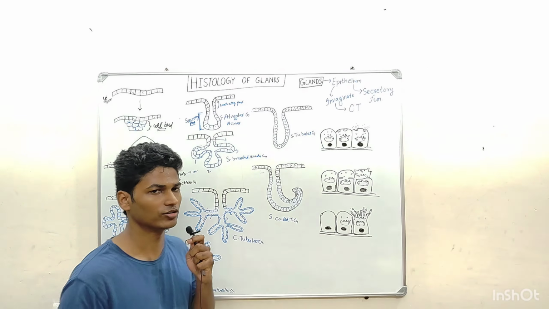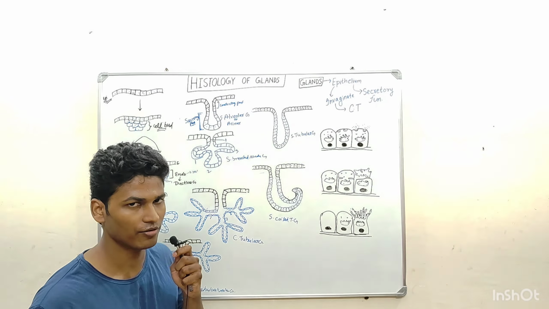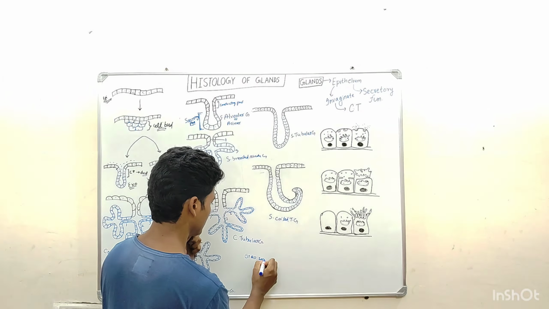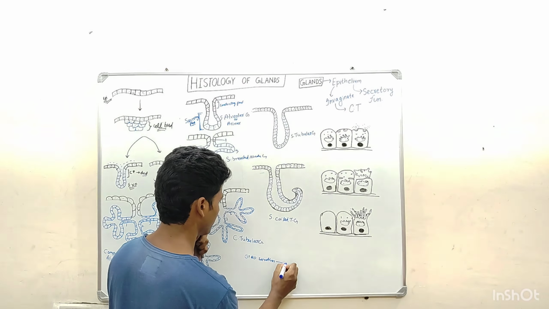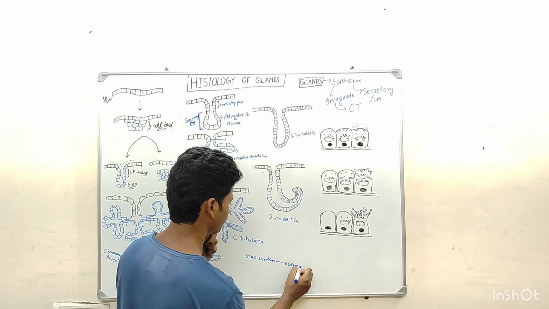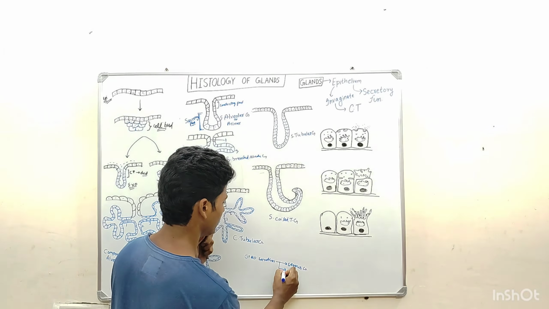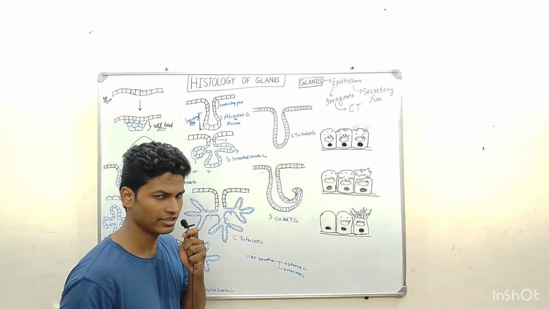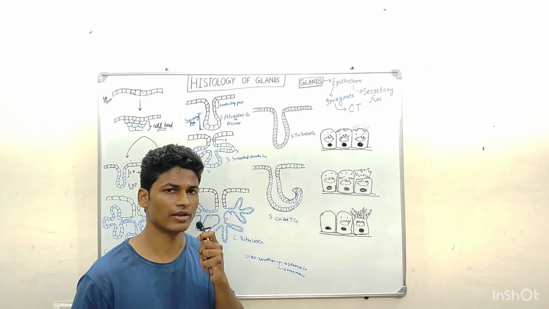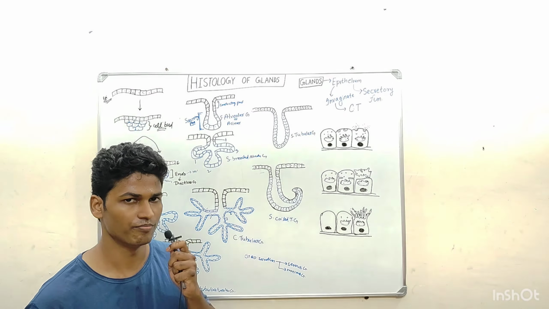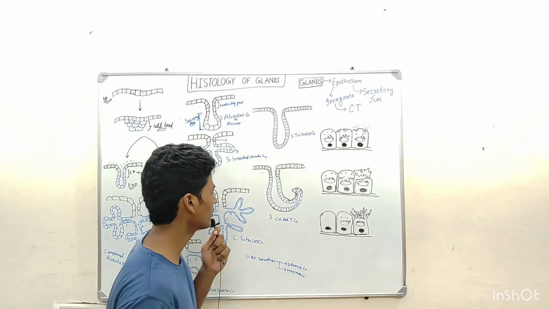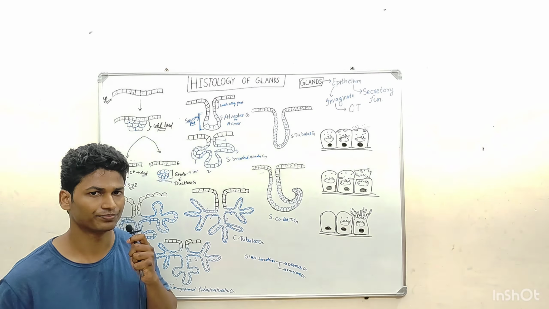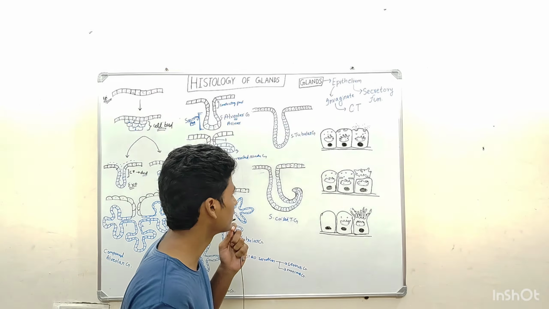And glands are also divided on the basis of secretion. So on the basis of secretion, glands are divided into two types. One is serous gland, and another one is mucous gland. Serous gland has watery secretion, and the mucous gland has mucus-like secretion. And on the basis of mechanism, glands are also divided.